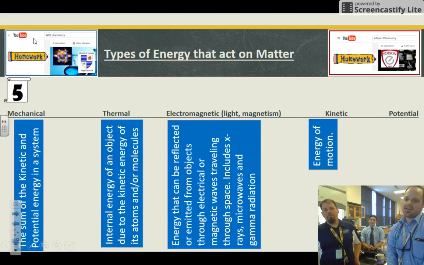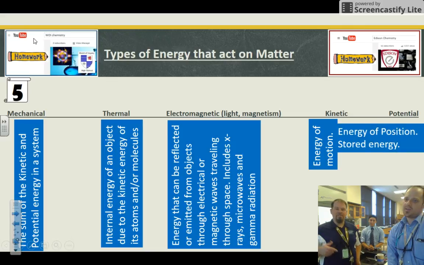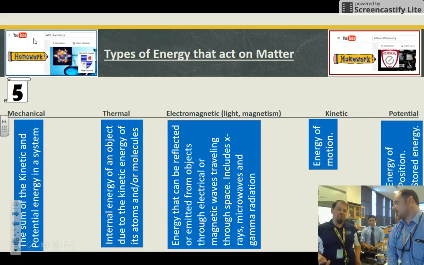And then potential, I'll just take care of that one too, because that's just the energy of position or stored energy. And so for us, it's generally stored in chemical bonds. We're going to talk about chemical stored energy a lot, but in physics, it's energy of position, like lower potential energy, higher potential energy.